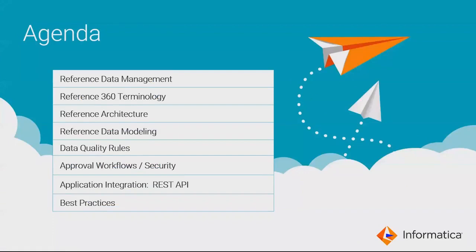In this session, we'll talk about what we mean by reference data, how it differs from master data. We'll also talk about how it can be managed across the enterprise, some of the terminology in Informatica's Reference 360 product. We'll show a reference data architecture and how it can be employed across the enterprise. We'll show how to do data modeling and some data quality checks within the tool. We'll show multi-step approval workflow, roles, security. We'll talk about data integration and also best practices.